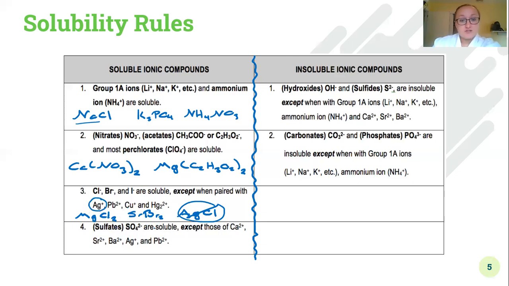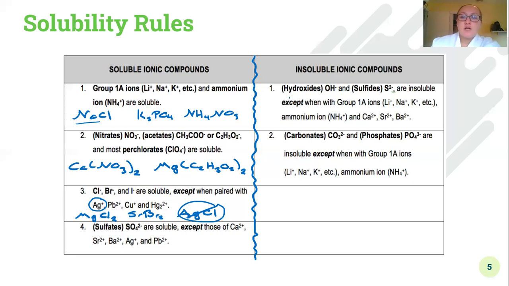Sulfates are soluble, except those of calcium, strontium, barium, silver, and lead. These exception elements, you'll notice that they're pretty standard. The ones that are annoying are always going to be annoying. And that's okay, because at least they're consistent. So they're always going to be soluble.